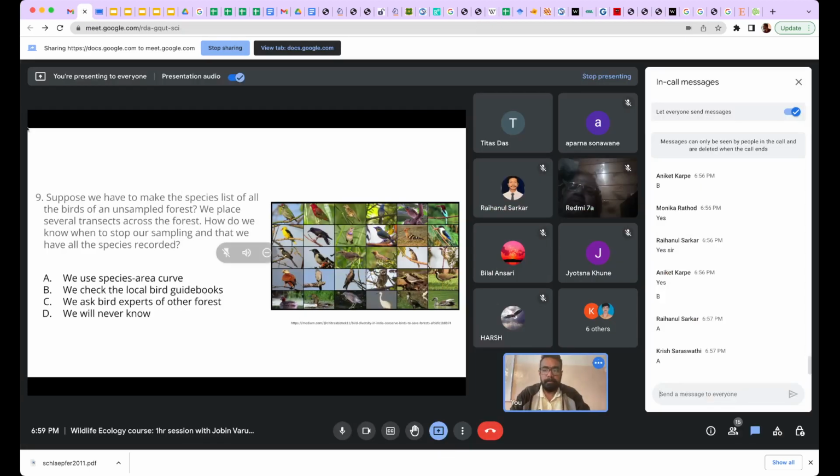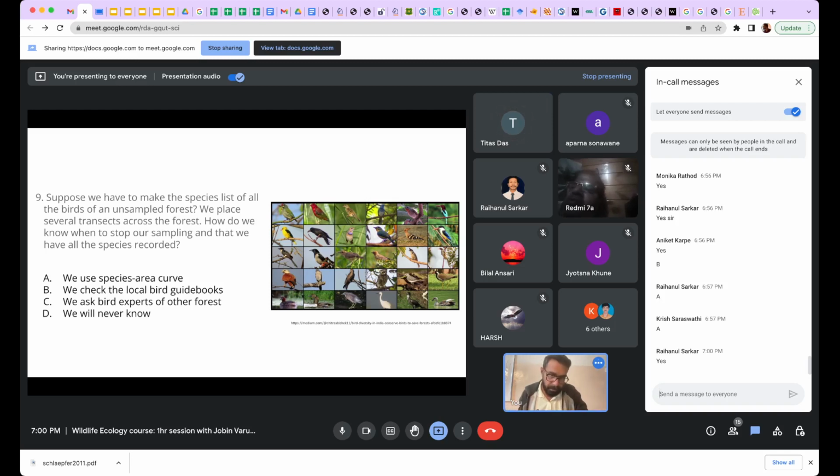People know what a species area curve is, right? People who have not given the answer A, apart from Rehanul and Krish, do people know what a species area curve is? No, sir. Okay, so what happens is when we are sampling, we have one transect, we have a second transect, we have a third transect, we have a fourth transect. We have several transects in that forest.